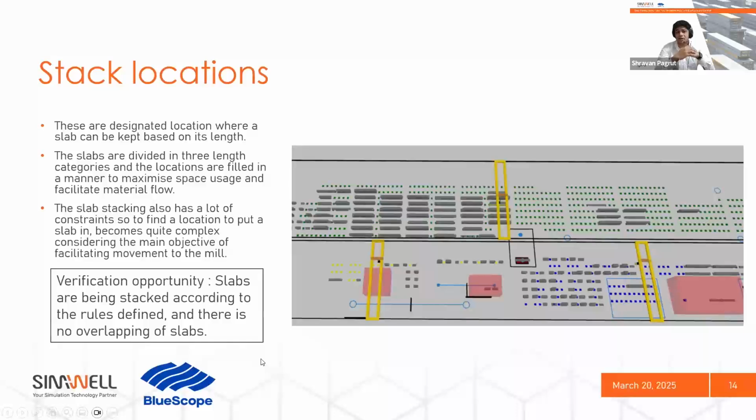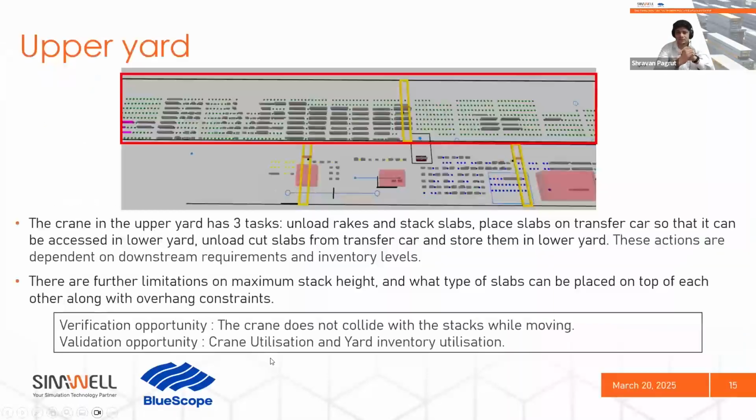And also, there are a lot of constraints when we are stacking slabs together. There are overhang constraints, as well as which slabs can go on top of other slabs. We also have to keep in mind that we're not burying the slabs that are required earlier by the furnace below those that will be required later, because then we'd have to unnecessarily dig things out of there. We also had to verify that all of these constraints were followed by the model, and that was done using various metrics that we captured.